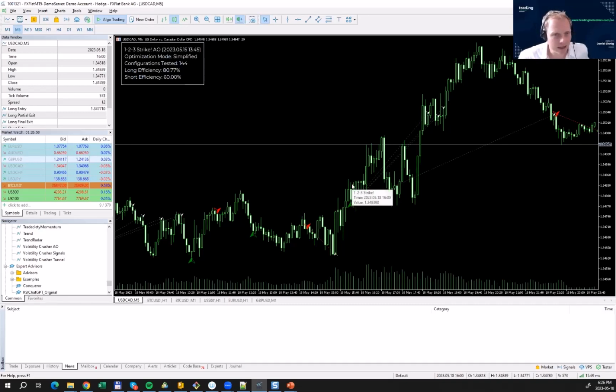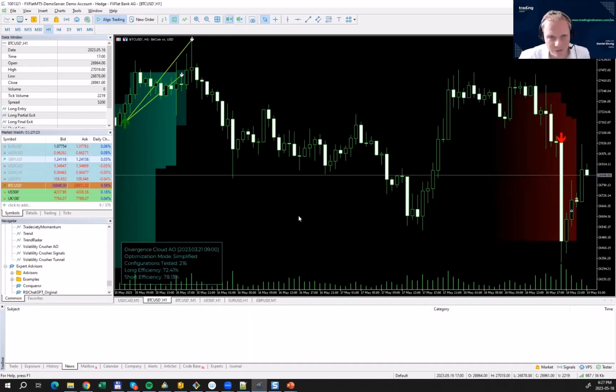And if you know our indicators, you already know how this indicator works. So these are our entry signals. You have exits here and so forth, the statistics and everything else. But let's switch over to our second indicator in the Powerbundle, which is divergence cloud. So divergence cloud is our counter trend indicator. So the 1 to 3 strike was for trend trading, but now let's check out divergence cloud for counter trend trading.